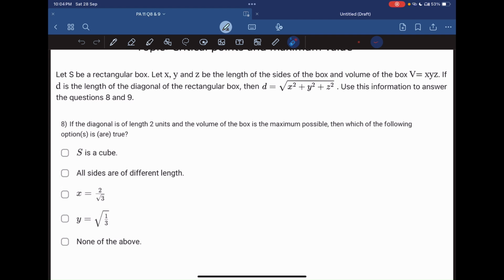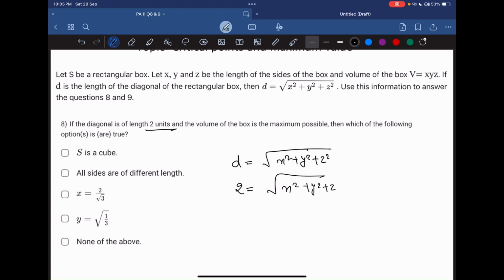So question 8 is: if the diagonal is of length 2 units, and the volume of the box is the maximum possible, then which of the following options are true? So we are given that the diagonal is defined as the square root of x square plus y square plus z square, and the diagonal is given to us as 2 units, so the square root of 4. So x square plus y square plus z square is 4, and I can write z as under root 4 minus x square minus y square.